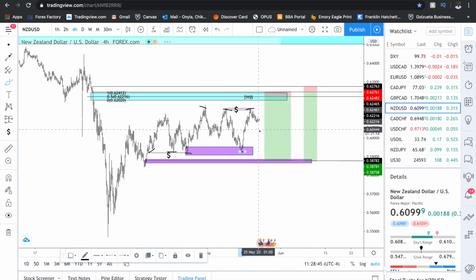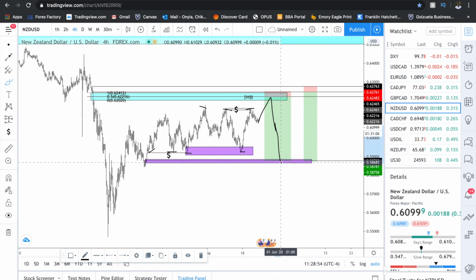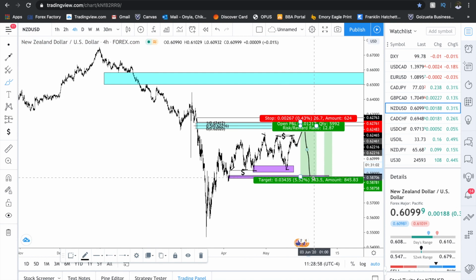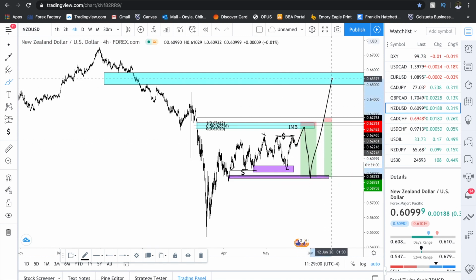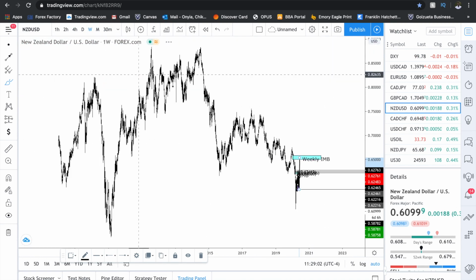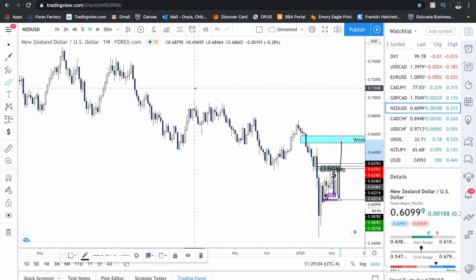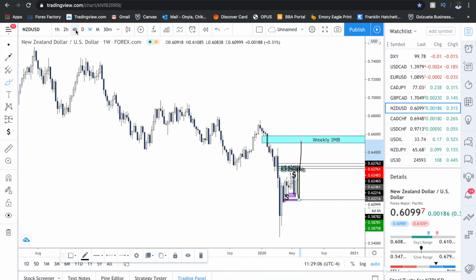So price would look kind of like this here. So the 4-hour imbalance, right? And then come back down, hit this 4-hour stutter candle, and then eventually go up to our bigger weekly imbalance. That's what I'd like to see price do.